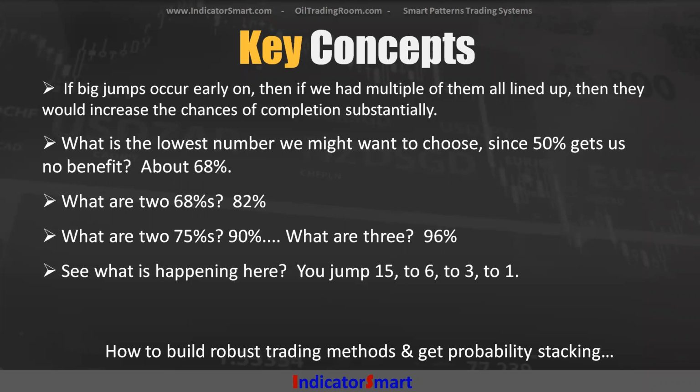So what's the lowest number we might choose to be doing this Bayes theorem? Since 50% gets us no benefit, like I said, if you add 100 of them together, you're not going to get anything better than 50% theoretically. So I say about 68%. And what are two 68%? When you combine them together, you get about 82. So you get a jump there.